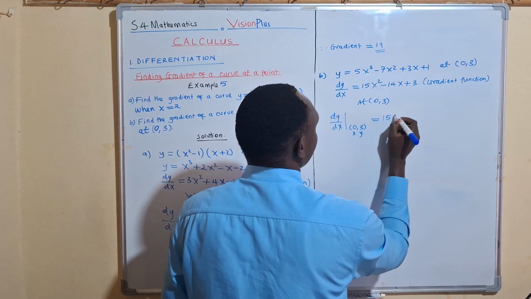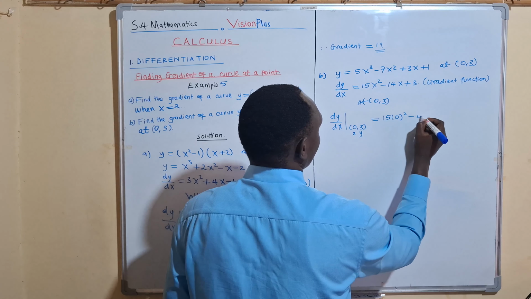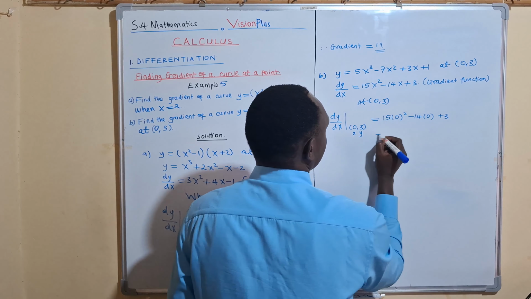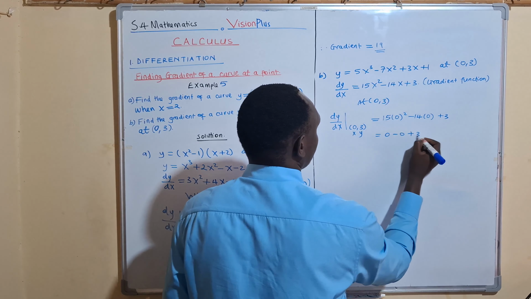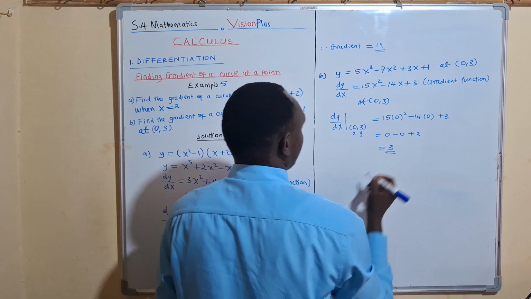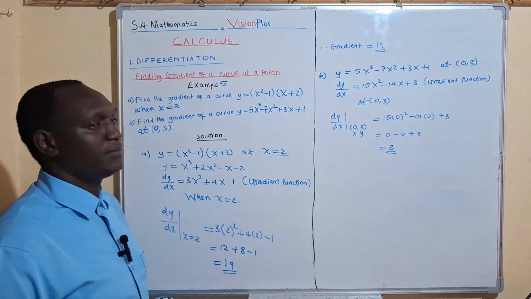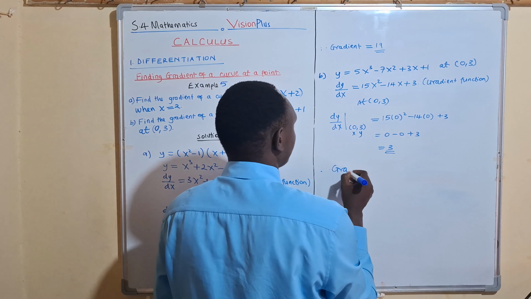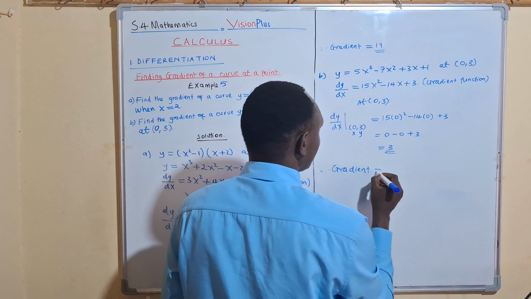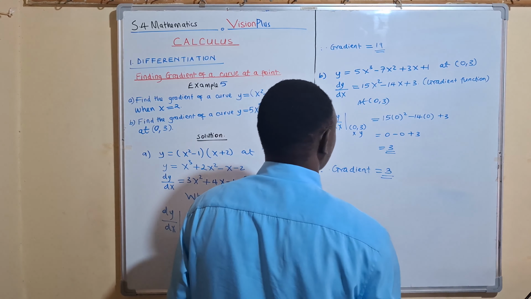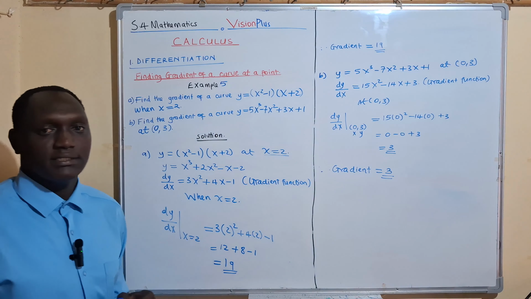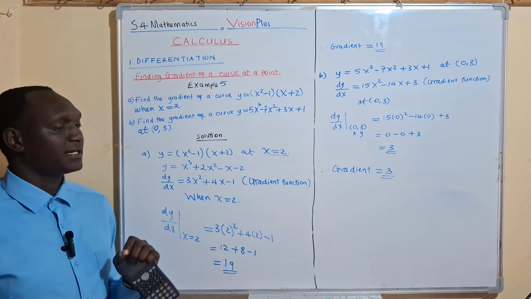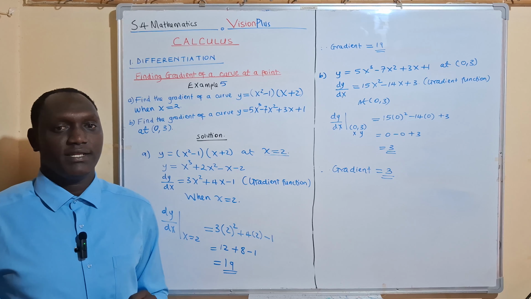So here we have 15 times 0 squared, minus 14 times 0, plus 3. This gives us 0 minus 0, plus 3. Therefore, the gradient of this curve at the point (0, 3) is 3. That is the solution to part B, and this is the solution to example 5. We have come to the end of finding the gradient of a curve when we are given a point.